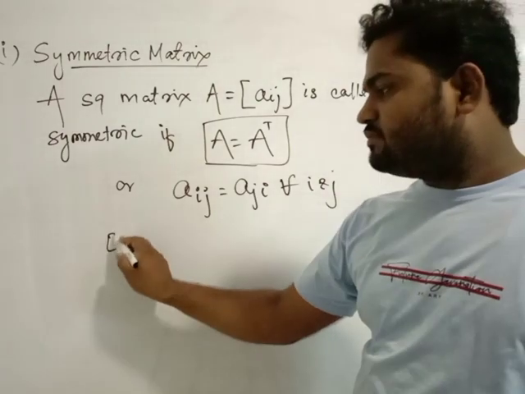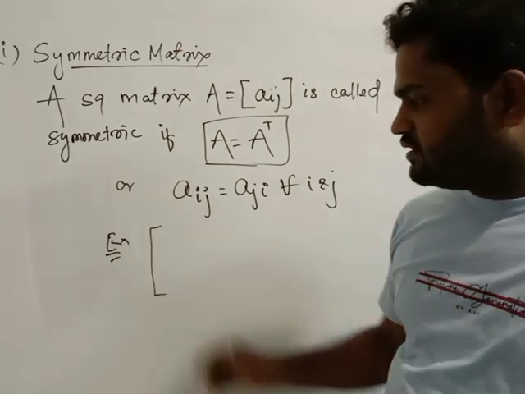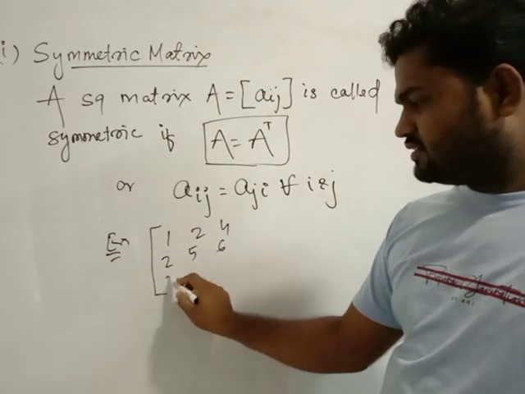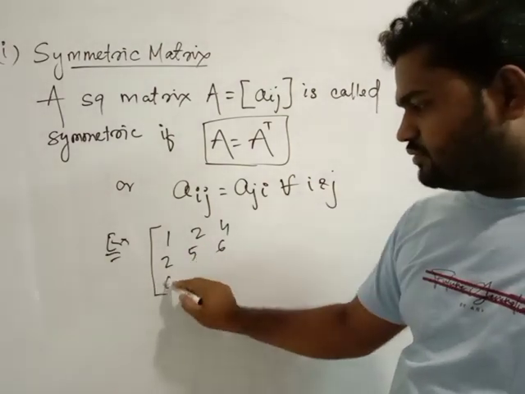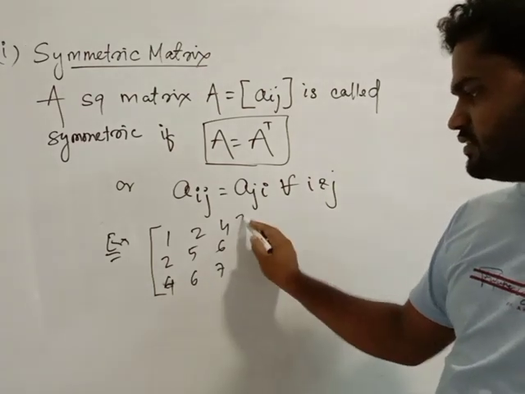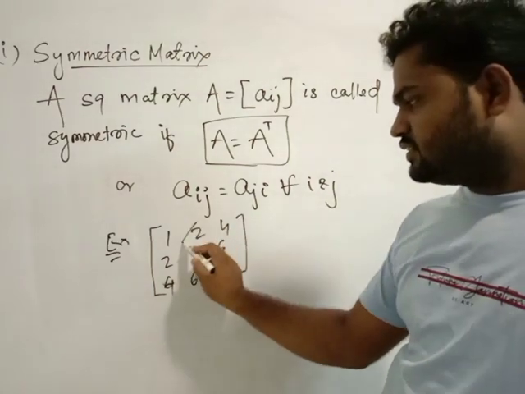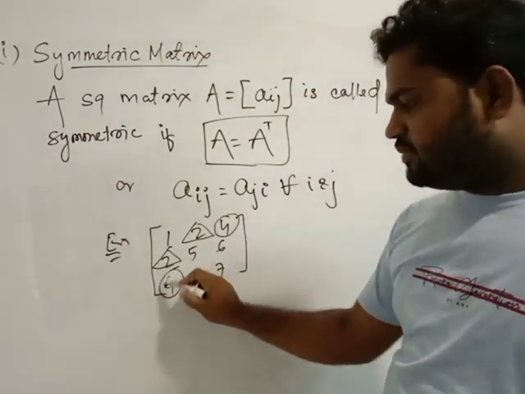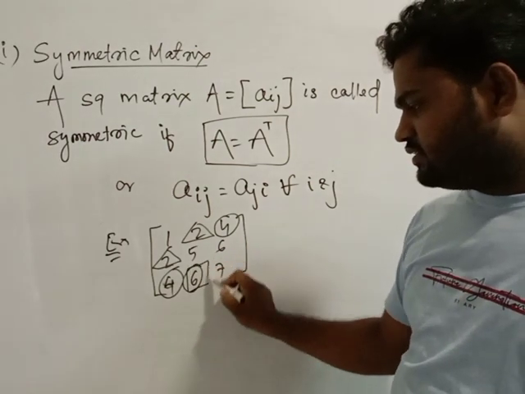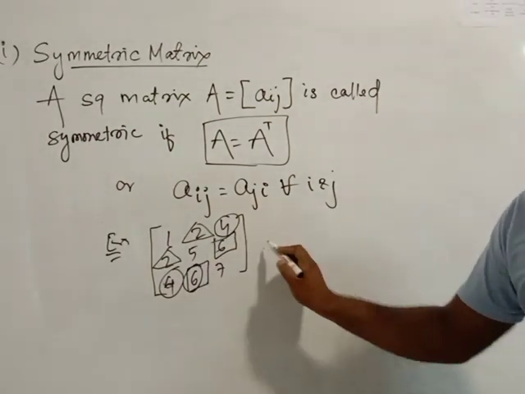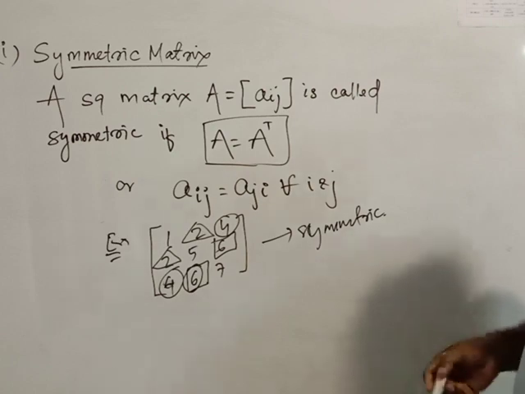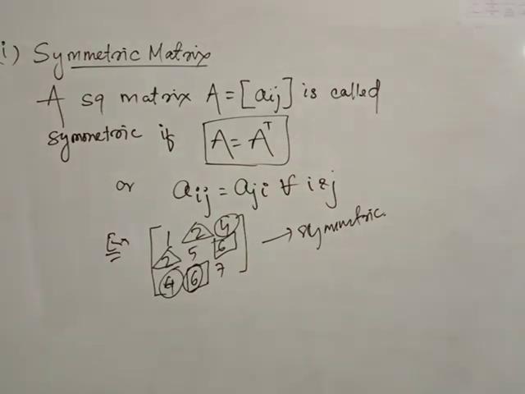So write an example of symmetric matrix. Simple: 1 2 4, 2 5 6, 4 6 7. So look at the corresponding elements: here the elements are the same, here the same, and these two elements are the same. So we call it a symmetric matrix.